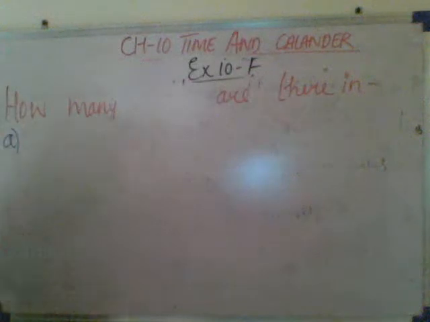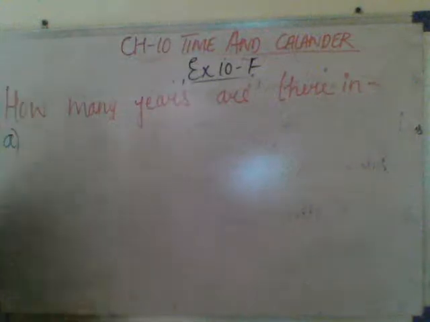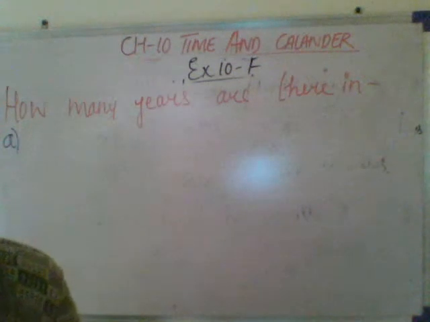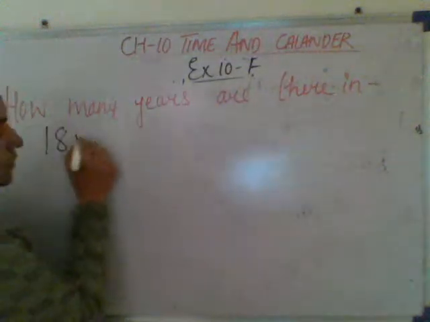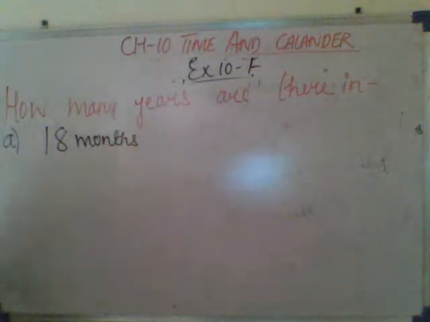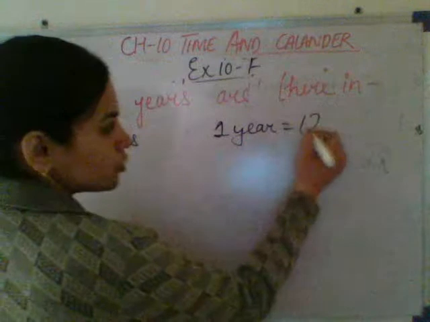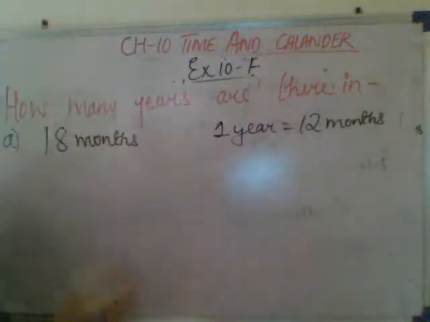Here if I ask how many years, we have to find how many years are there. The first one that is given is 18 months. In 18 months, I have to find how many years are there. So we all know that in 1 year, 12 months are there.